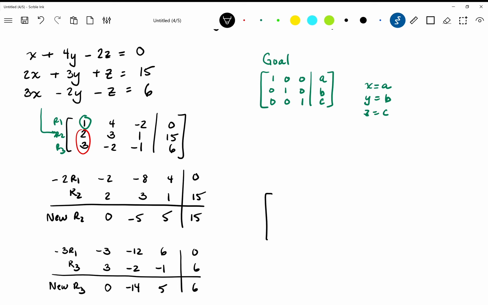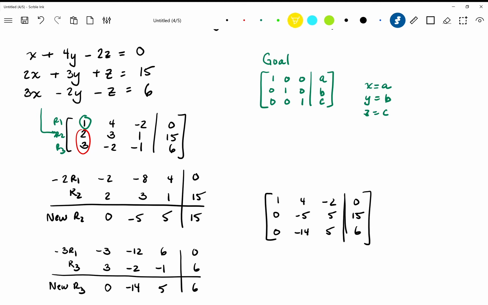So my new matrix right now is, R1 being 1, 4, -2, 0. I'm not touching that because that has the 1 where I want it. My new R2 is 0, -5, 5, 15. And my new R3 is 0, -14, 5, and 6. And already it's looking pretty good. So we have the first column the way we want it.